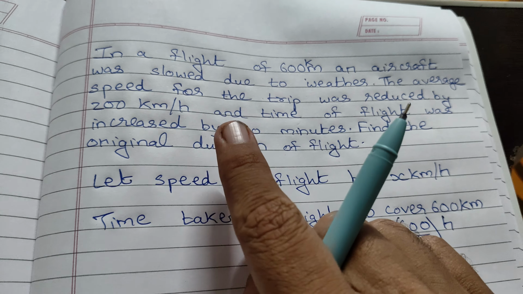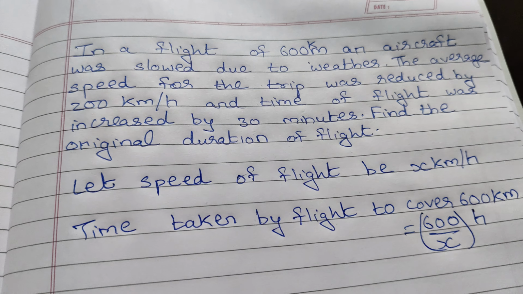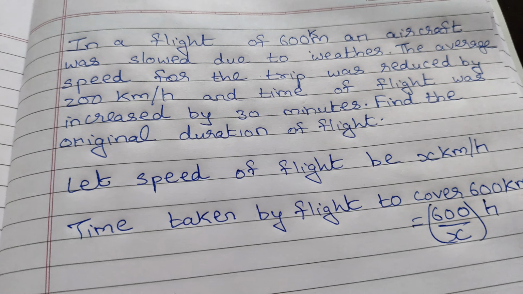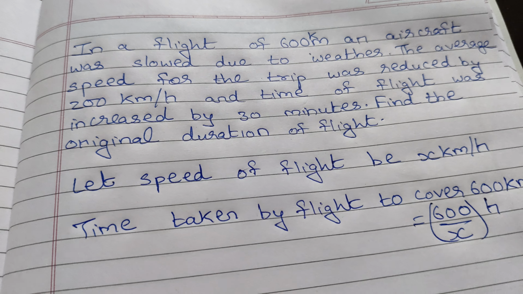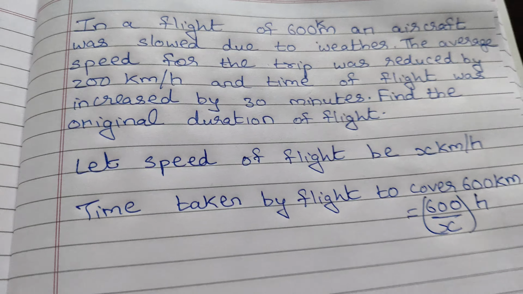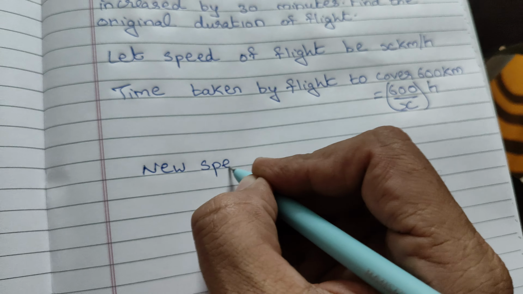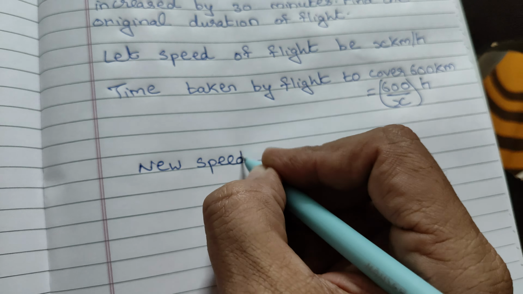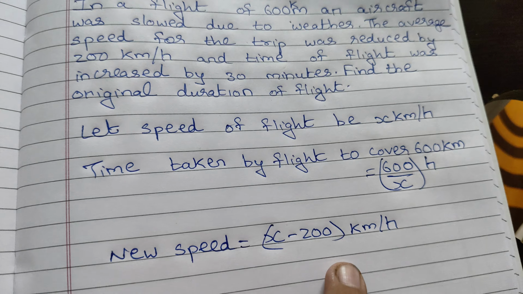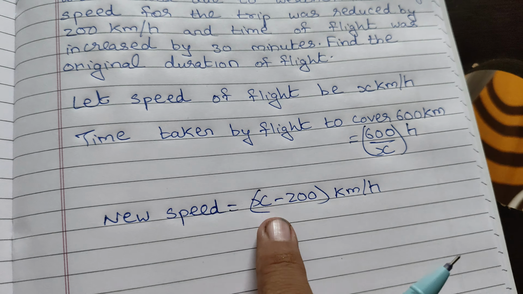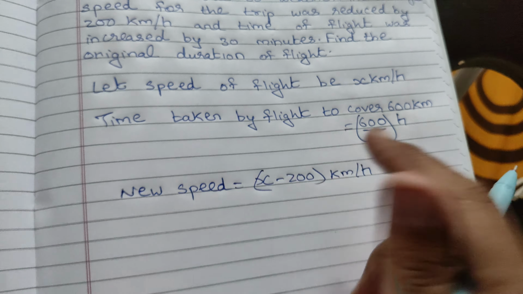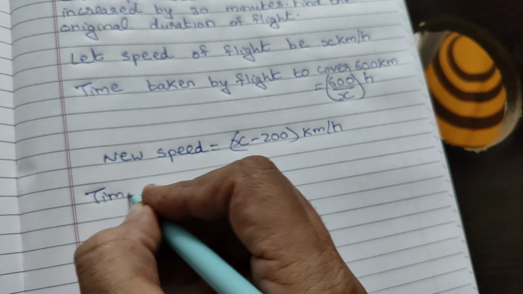Now due to bad weather, the speed of the trip was reduced by 200 km. Reduced means minus. Speed of the flight was reduced by 200 km. It means that now the new speed is x minus 200. Initially it was x. अब ये speed 200 kilometers per hour कम हो चुकी है. So now the new speed is x minus 200 kilometers per hour. Right? So because the speed has changed, the time will also change. So let's find out the new time.